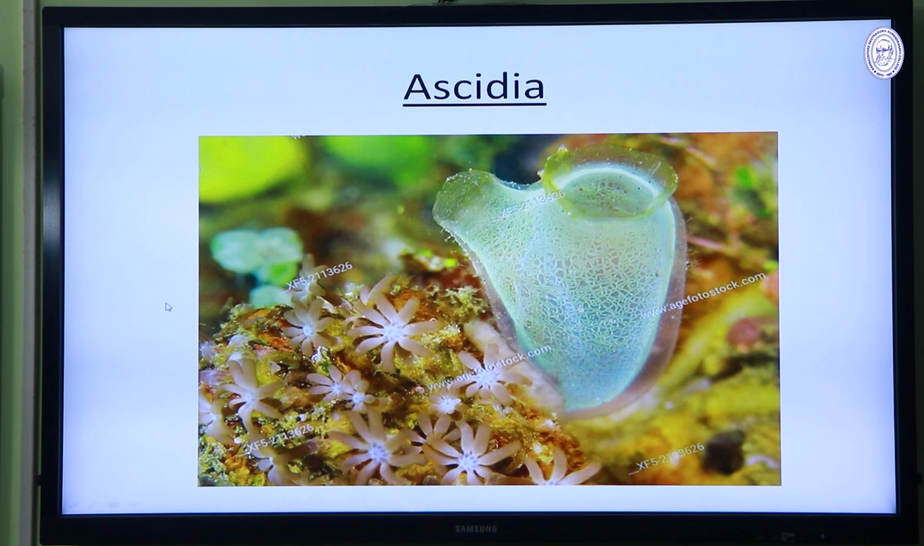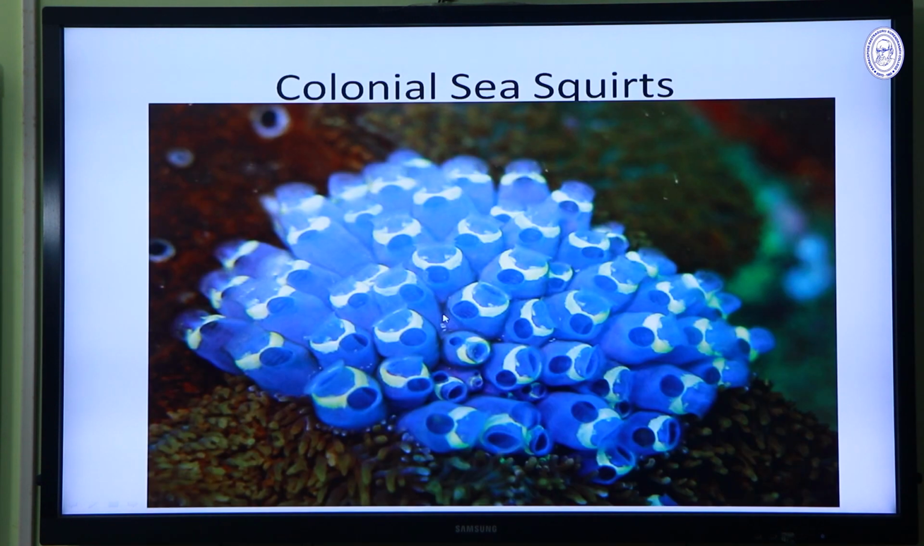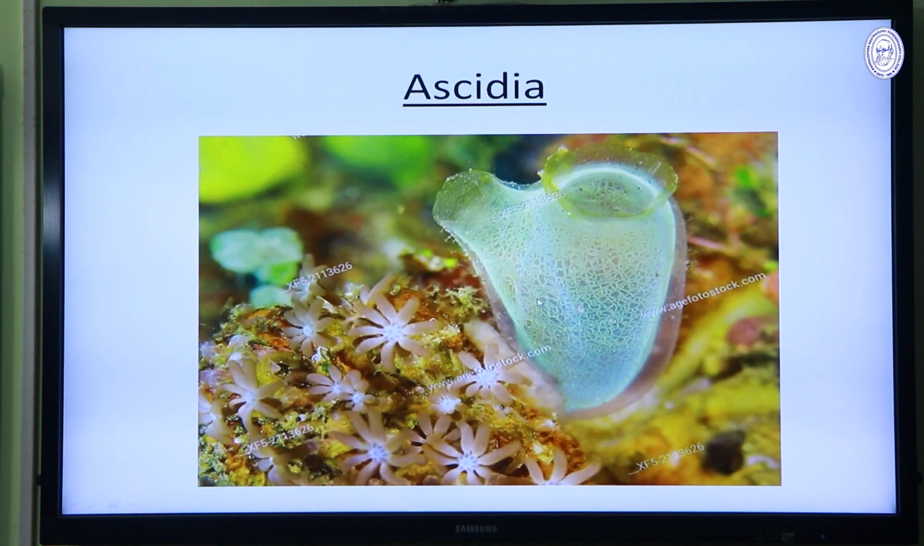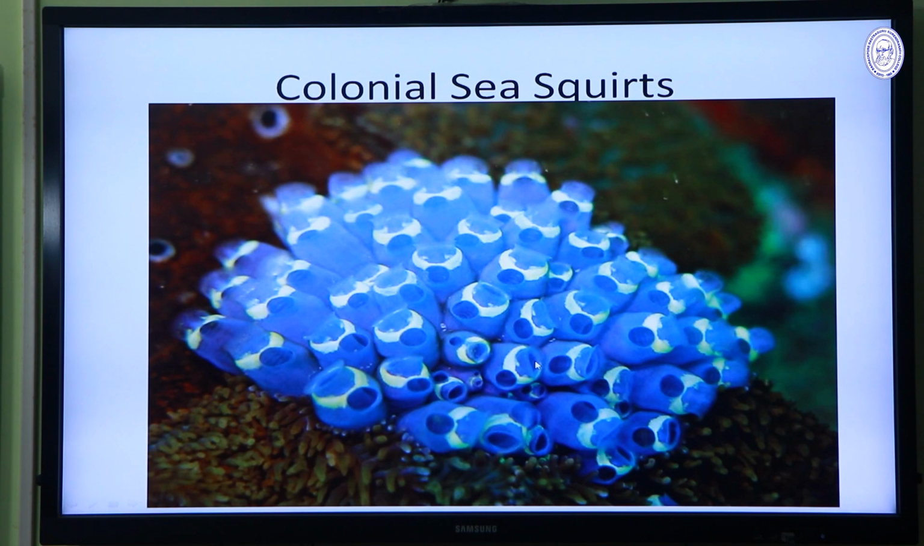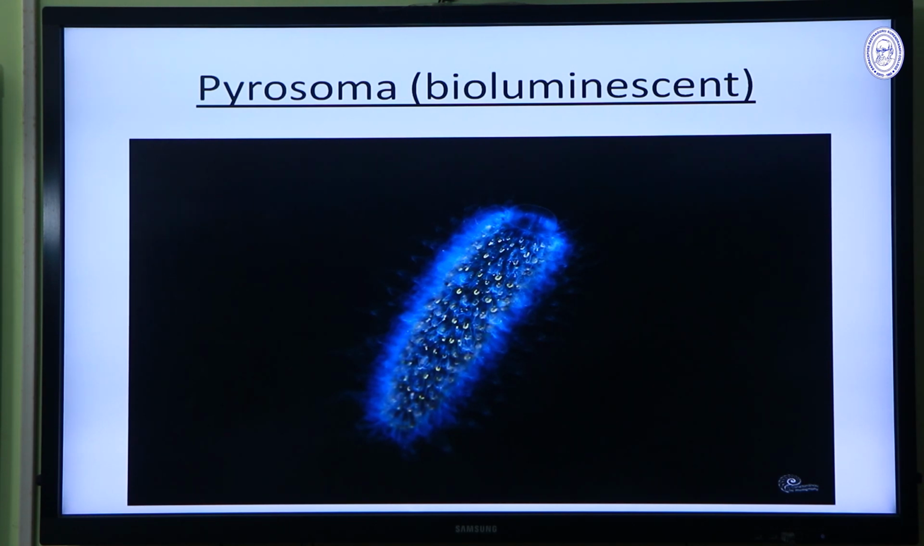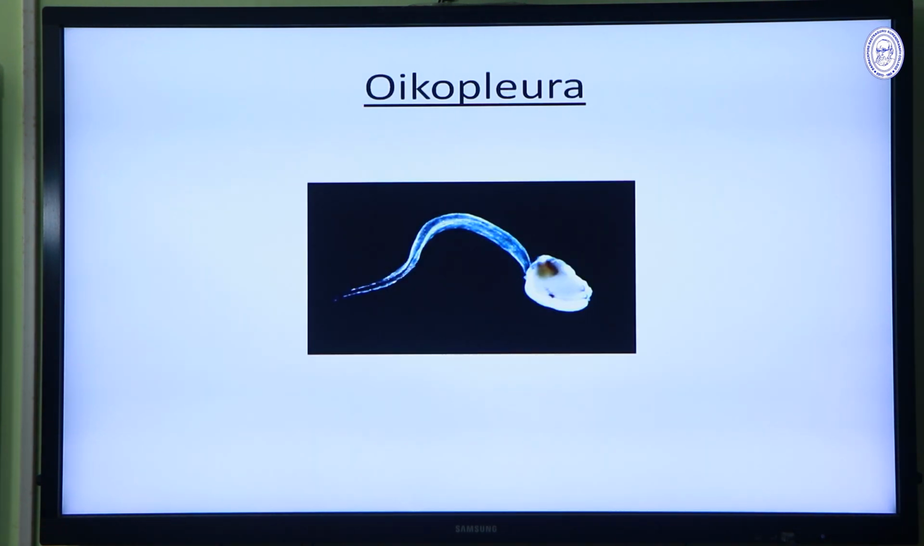So, these are the pictures of the animals just mentioned. This is the Acidia, the beautiful animal with 2 openings. This is again a colonial sea squirt. The previous one was the solitary one that remains in a single condition, but this is the colony of sea squirts. This is the Thaliacean animal Pyrosoma. It has a peculiar ability of bioluminescence in the night of the sea, and Oikopleura remains throughout its life in this kind of larval condition. So, these are all for protochordates.